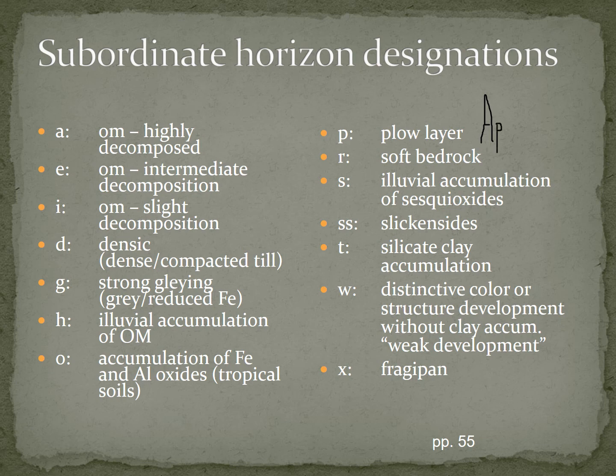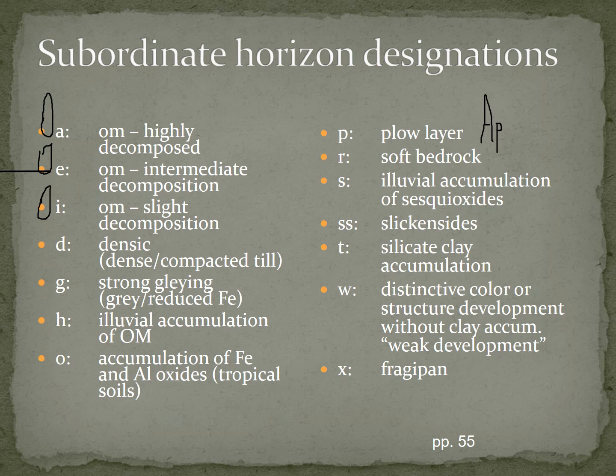P. And the P is lowercase, all right? So there's an example of how we might designate a surface horizon that's been plowed. It would be an AP horizon. The little a and the little e and the little i all go with O horizon. So we would have an OA horizon or an OE horizon or an OI horizon.